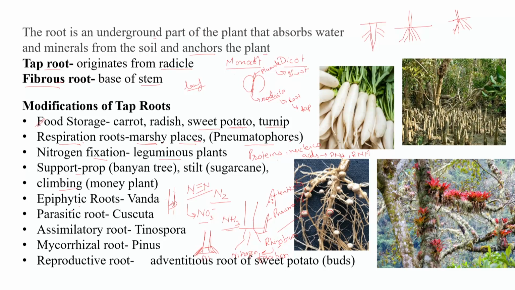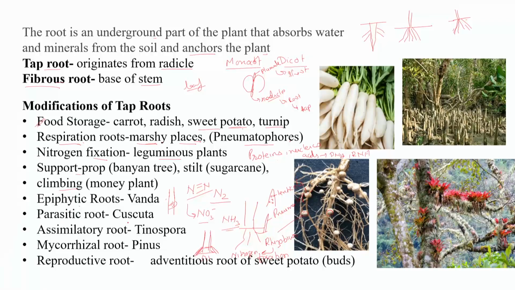Epiphytic roots, like you can see here, are growing on plants, so they also have roots. These roots we will discuss also, as they have some modifications which help them in survival or some process related to their survival. Now a parasitic root example is Cuscuta, like this is Vanda, okay, and this is Cuscuta. In this, parasitic roots are there which help them in obtaining food from the host plant.